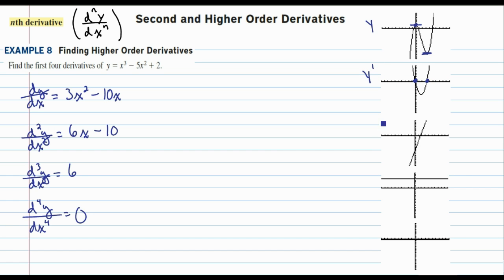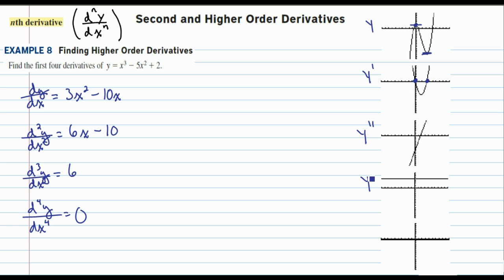Now look here, this is y prime, so this is y double prime. Y double prime, the slopes are going to be negative and then change to positive, but now y double prime is linear. So y double prime has a constant slope. Its slope is always 6. This line has a slope of 6. Remember, it was 6x minus 10. So its slope is constant.